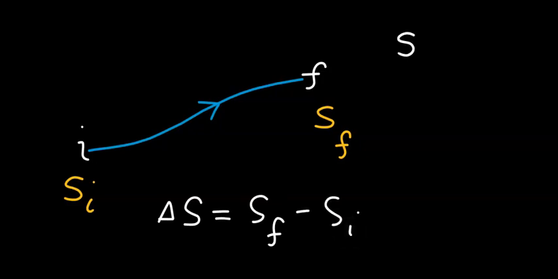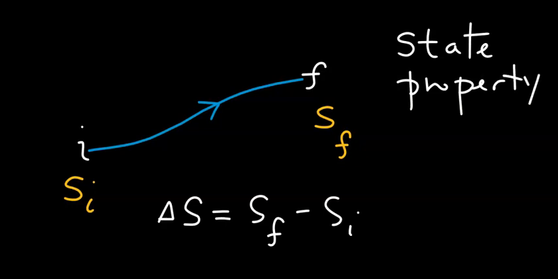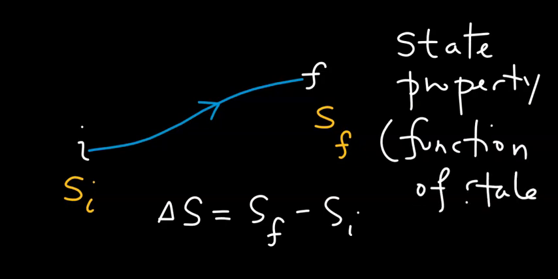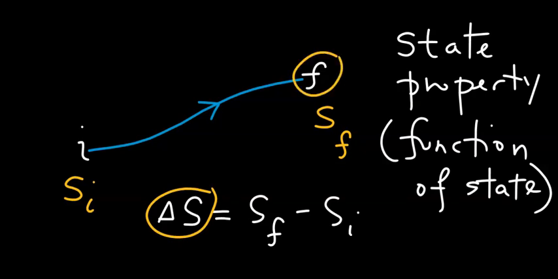Now, because entropy is a state property, or sometimes it's known as a function of state, the difference in entropy between the final state and the initial state must depend only on those states and not at all on the way the system went from one state to the other. In other words, it's independent of the path.